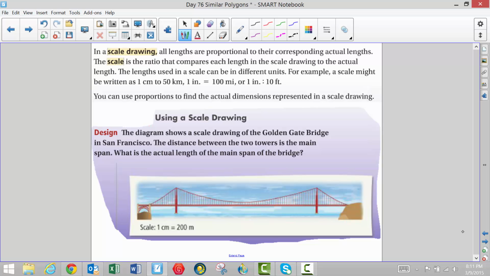With similar polygons, you also have scale drawings. You see these on maps, usually, where they tell you that a centimeter is 50 kilometers, or an inch is 100 miles, or an inch is 10 feet. So you can use a scale drawing to solve for distances between two towers.